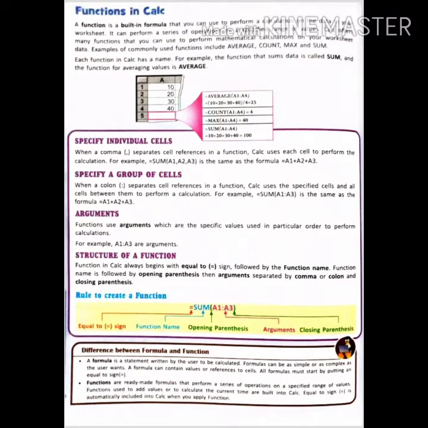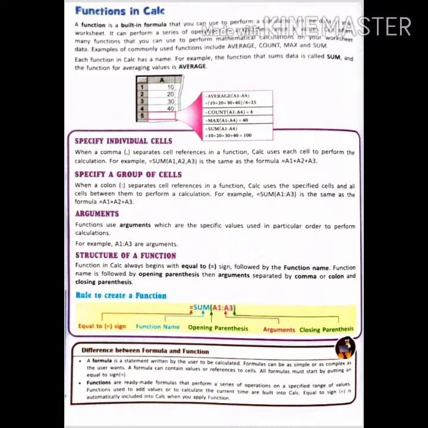Functions in Calc. A function is a built-in formula that you can use to perform a calculation on the data in your worksheet. It can perform a series of operations on a specified range of values. Calc offers many functions that you can use to perform mathematical calculations on your worksheet data. Examples of commonly used functions include average, count, max, and sum. Each function in Calc has a name. For example, the function that sums data is called sum, and the function for averaging values is average.